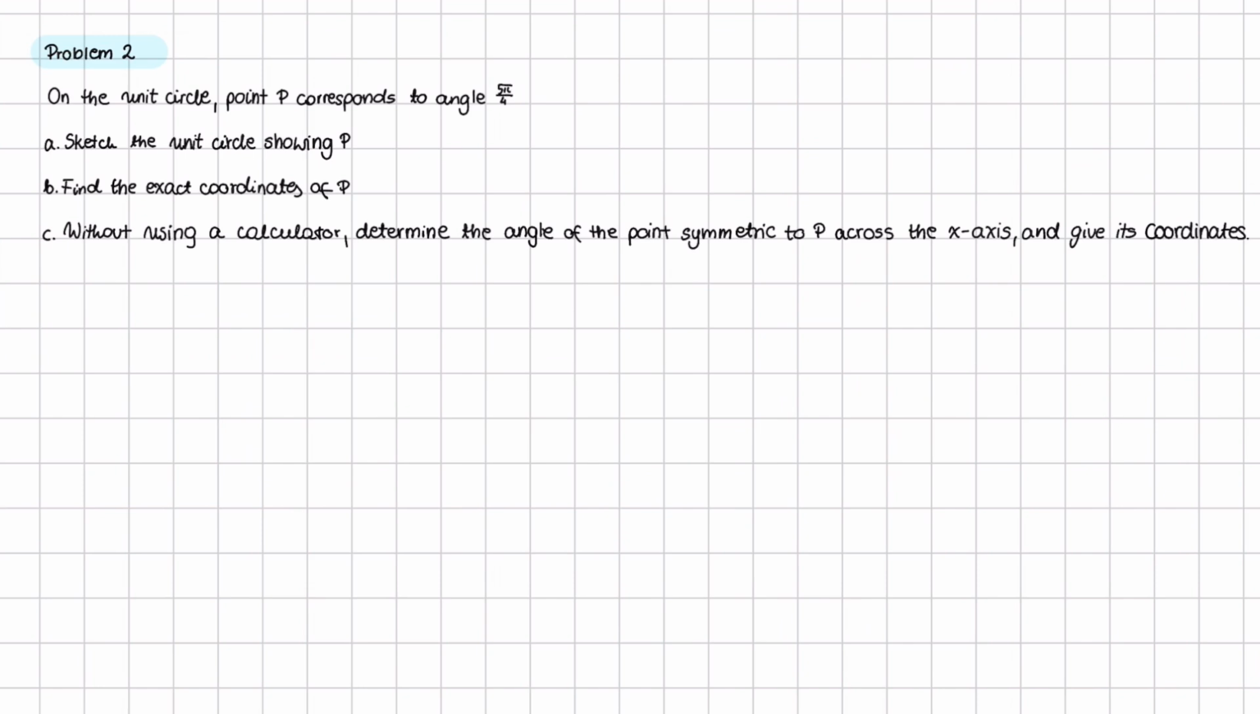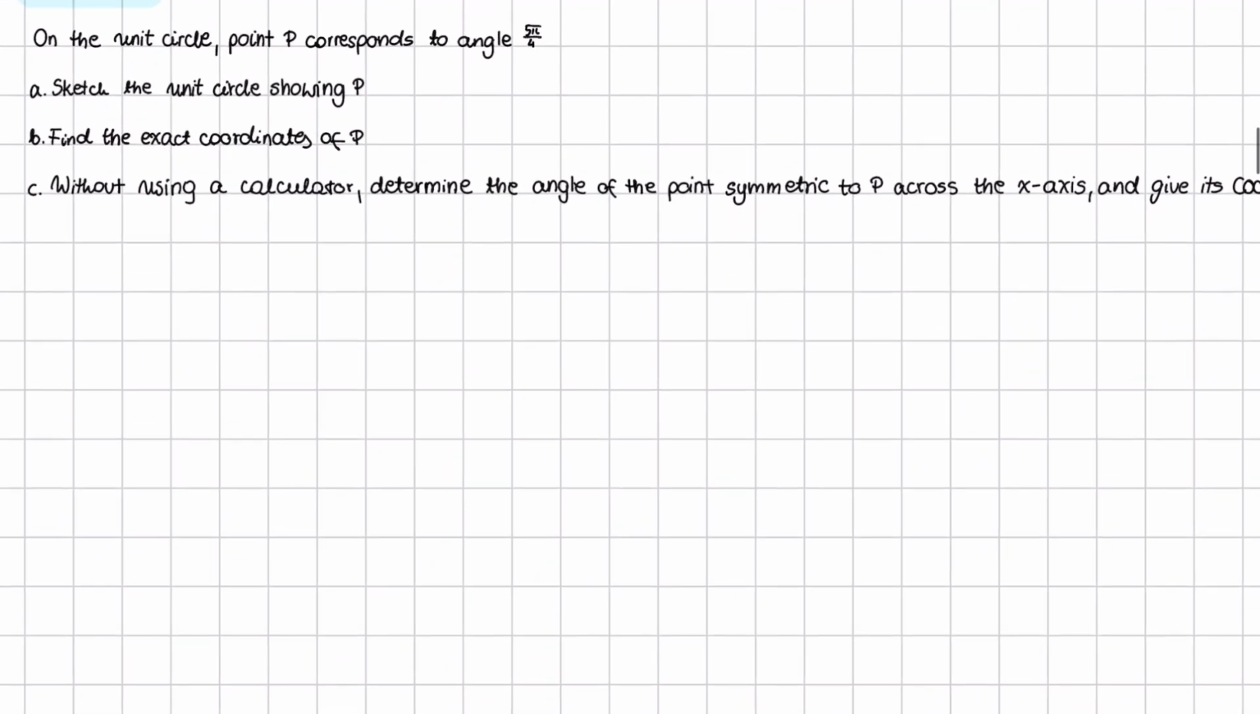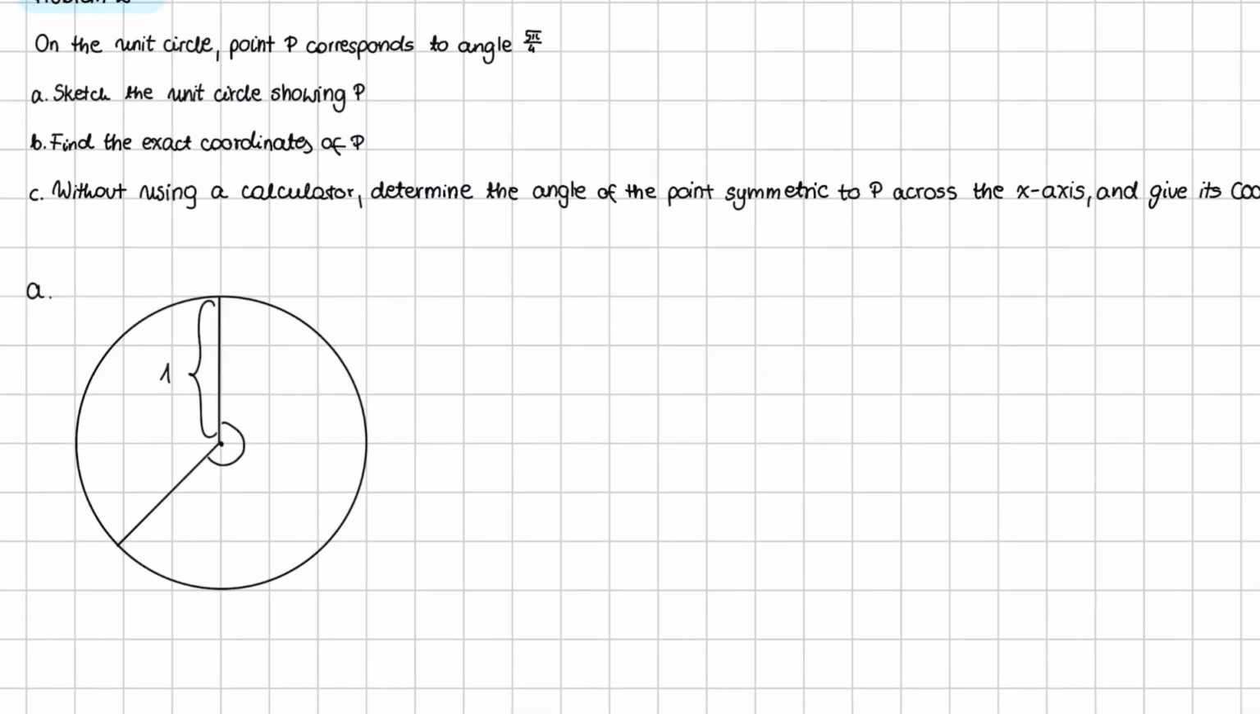Problem 2. On the unit circle, point P corresponds to angle 5 pi over 4. A. Sketch the unit circle showing P. So we know that the unit circle is a circle with radius of 1 unit, and it is centered at the origin 0, 0. So let's firstly draw a circle and then show this angle. So this is our circle. Here we have our point P, our angle 5 pi over 4.